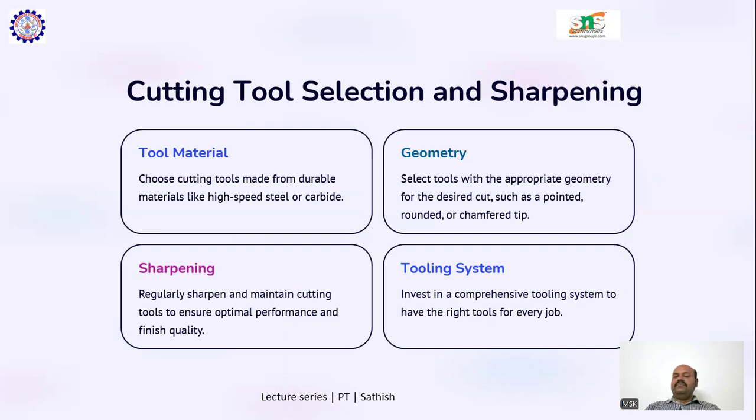Sharpening is very important for maintaining the surface finish of the product. Every time you use the single point cutting tool for cutting, it leads to deterioration of the sharp point. So when we have to get finer quality, we have to go for sharpening. Invest in a comprehensive tooling system to have the right tools for every job. The operator's knowledge and skill are very important for getting the right tooling system.